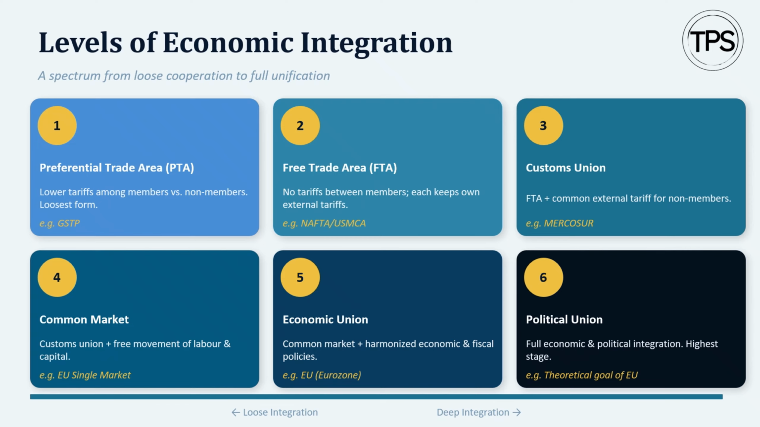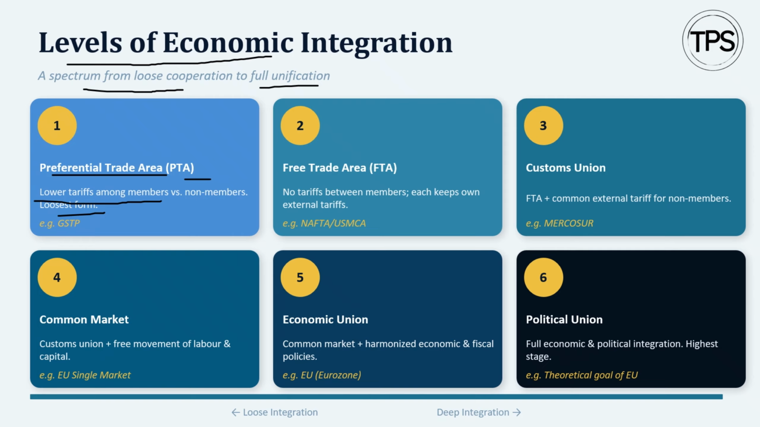Now, next page of the PPT: levels of economic integration. What are the levels? A spectrum from loose cooperation to full unification. First, the preferential trade area (PTA). PTA means lower tariffs among members versus non-members, a loosened form. Those who are members of that integration get lower tariffs in comparison to those who are not members.